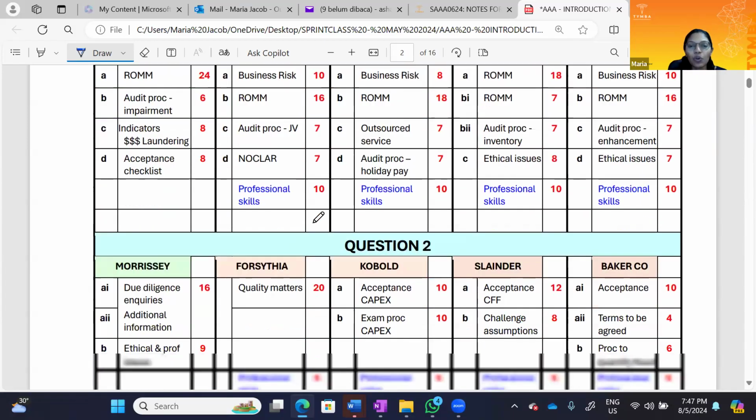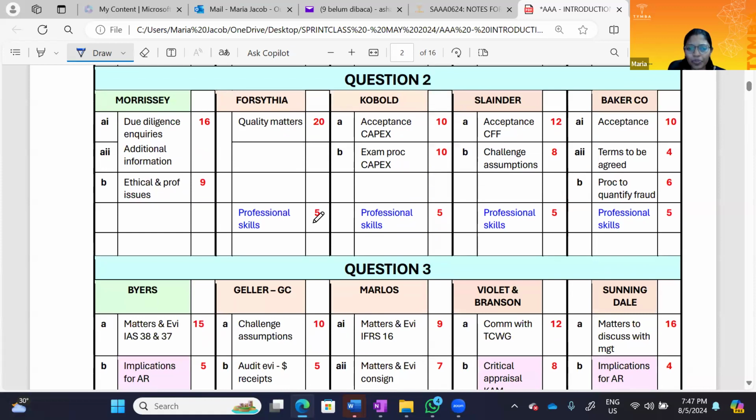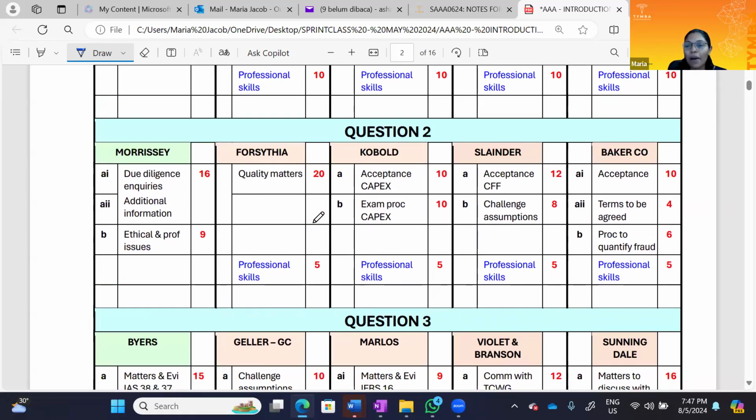Okay, so when you look at question 2, which is going to be any part of the syllabus, it could be non-audit services. In the past they have given us non-audit services, sample, quality management, non-audit services, also on non-audit services. So there are a number of non-audit services being examined in the past.